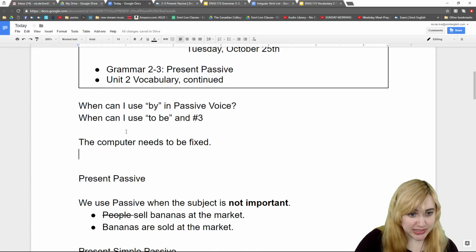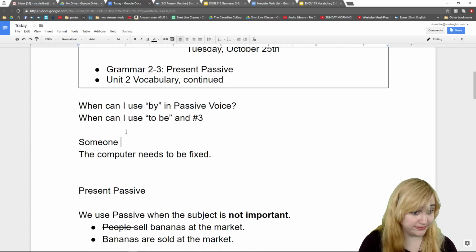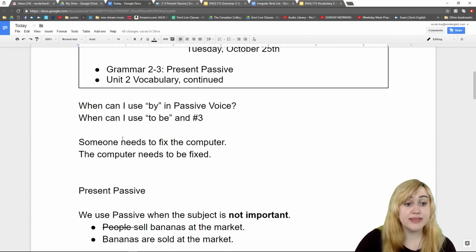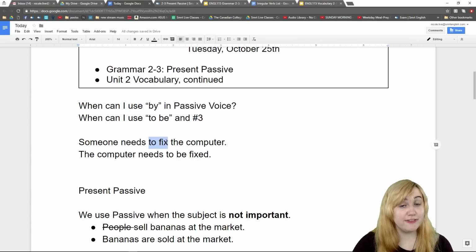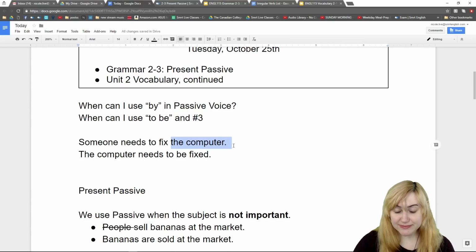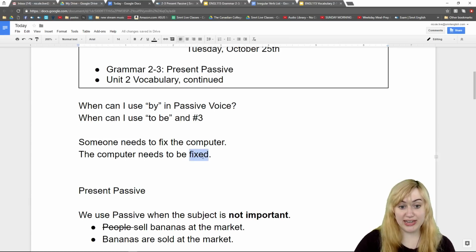And what this sentence actually means, I'll put it in active, is that someone needs to fix the computer. So if you have two full verbs in your sentence, your first verb here is needs. Your second verb is a to infinitive. So if you have a full verb plus a to infinitive and then an object, that's when you can use to be and verb 3.